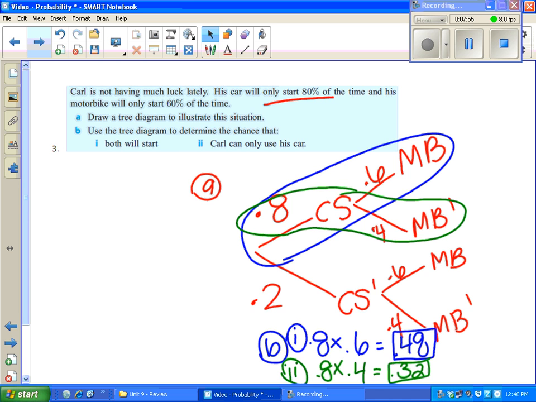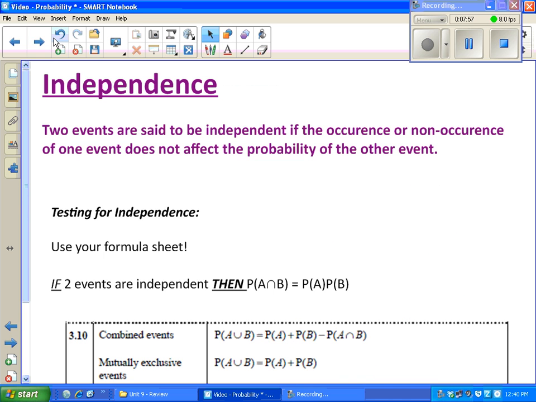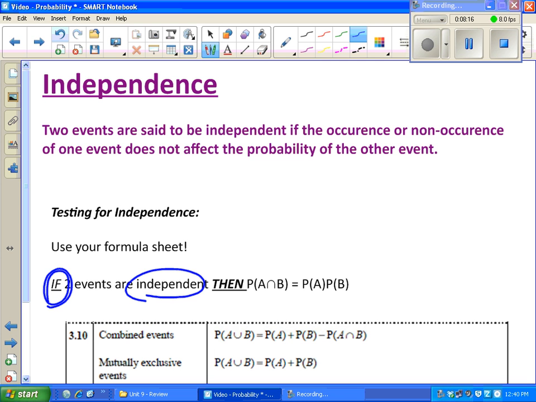Okay, next thing I want to talk about is a little bit about independence. Two events are said to be independent if the occurrence or non-occurrence of one event does not affect the probability of the other. So the probability of one does not affect the probability of the other. This is given to you on your formula page. It says if two events are independent, then you can simply multiply the probability of the first event times the probability of the second event.